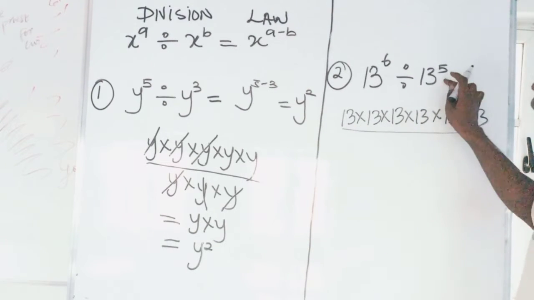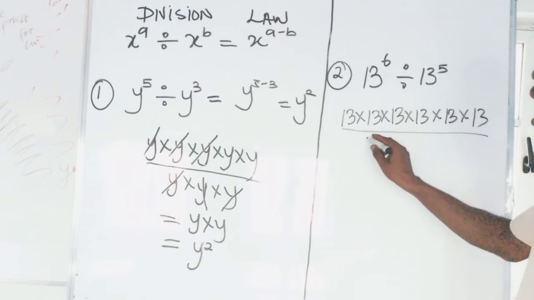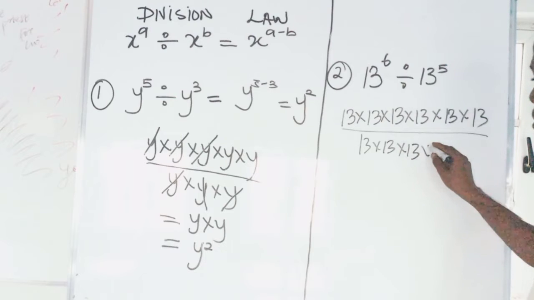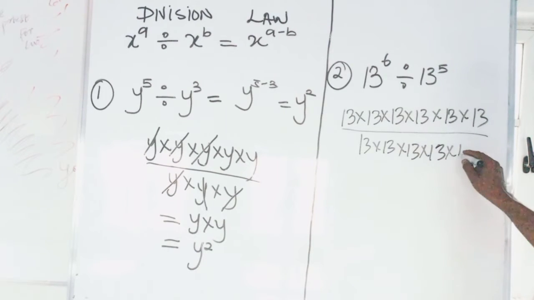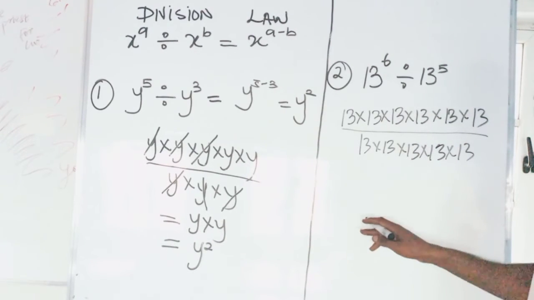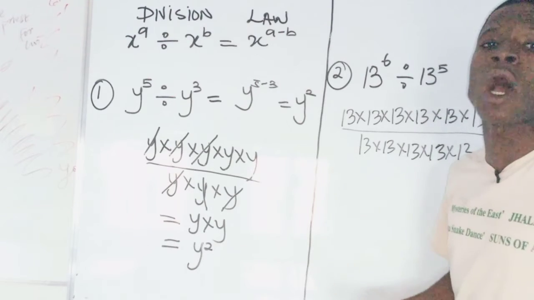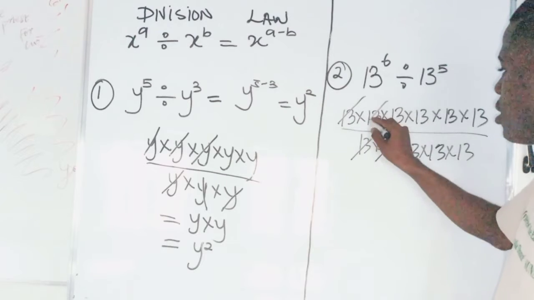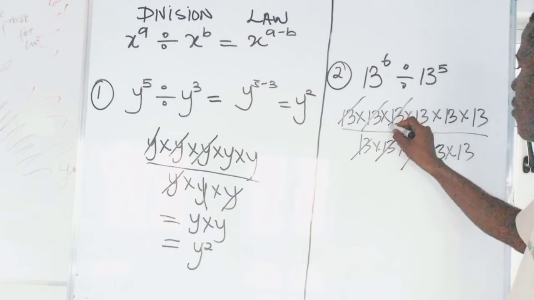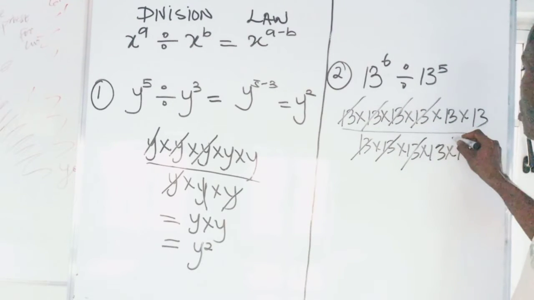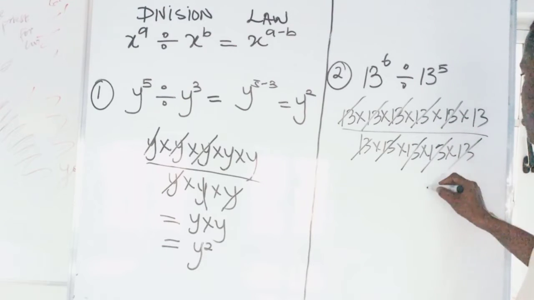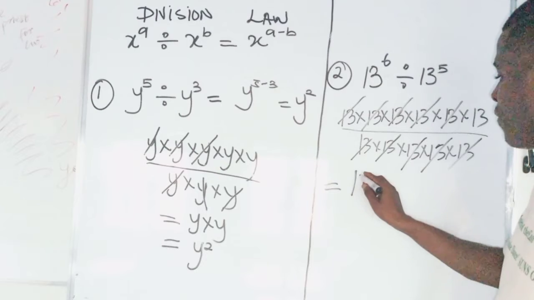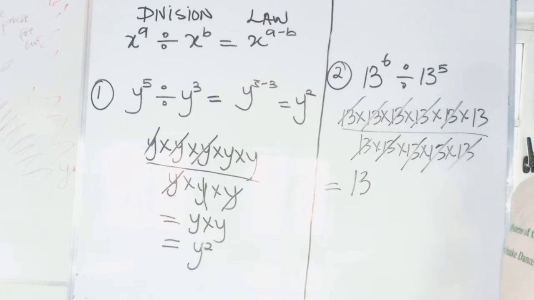Divided by 13 raised to power 5, I have 13 times 13 times 13 times 13 times 13. How many 13s do I have here? 5. So with our usual way of dividing, 13 will cancel 13, 13, 13. This divides this, this divides this, five times over. At the end, you can see I have one 13.